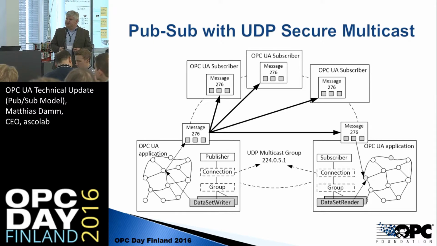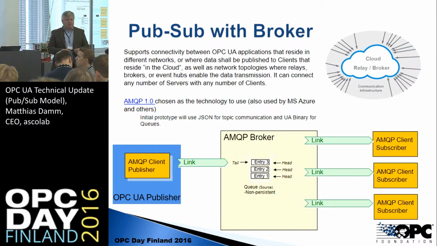The second model is a broker model where a standard communication protocol or broker protocol like AMQP is used to connect the OPC UA application to the broker. And then what happens inside the broker and on the other side is not always OPC UA. So if you combine that with JSON messages, even on the subscriber side, you can have applications that know nothing about OPC UA.